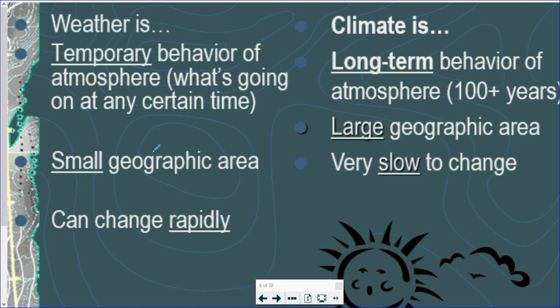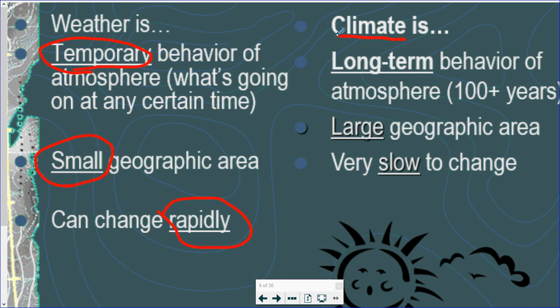There's a pretty obvious difference between weather and climate. Weather is very temporary, so it's just for a short period of time over a small geographic area, and it changes very fast. And so weather is what we hear on the news or on the radio or you see on the internet. Those are all weather reports: temporary, small area, and they change rapidly.